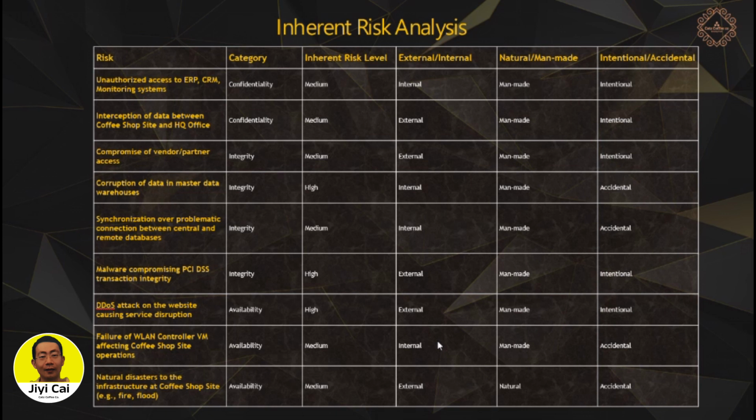The last one is a natural disaster affecting the infrastructure at the coffee shop side. Its category is availability, and the risk level is medium. It's an external risk, and it should be an accidental, natural risk. So that's all for the network diagrams part.